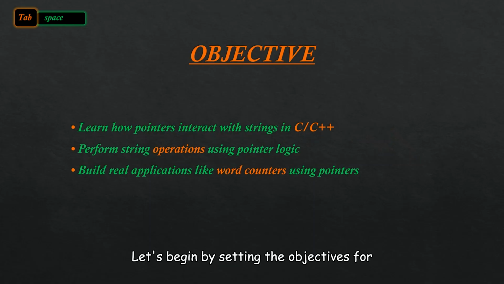Let's begin by setting the objectives for today's session. First, we want to understand how character arrays, also known as strings, interact with pointers. Second, we will explore how to perform common string operations such as copying, comparing, and calculating the length of strings using only pointers. And finally, we will apply everything we have learned to build a mini project, a word counter, that will reinforce your conceptual understanding through practical coding. By the end of today, you should be confident in using pointers for efficient and elegant string processing.